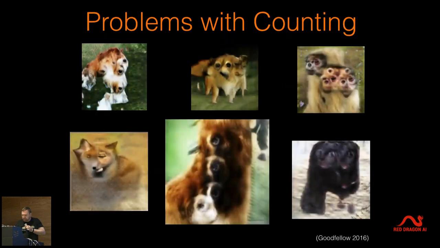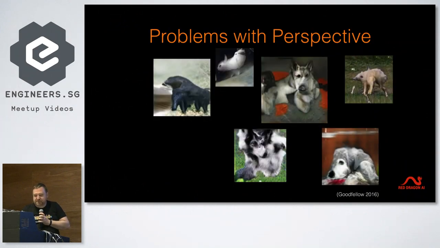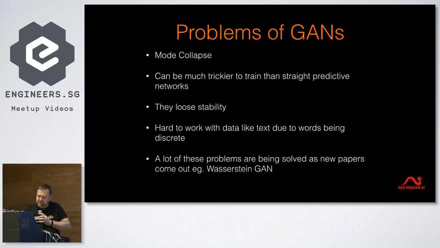and produce them really well. Other problems with some of the typical GANs, if you go and build some of these yourself, is that they have a problem with counting. As you can see, these are some of the images taken from Ian Goodfellow's early GANs, and they often will produce animals which look kind of like animals, but maybe not exactly right. They also have problems with perspective. Now, a lot of these issues have been solved in some of the newer GANs.